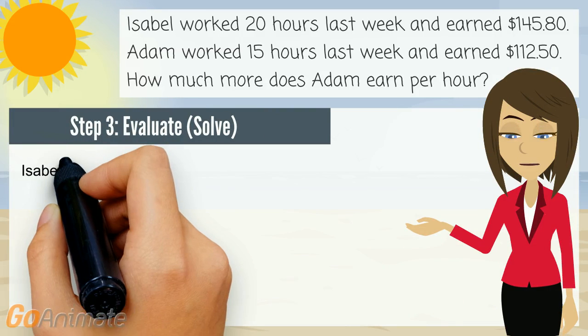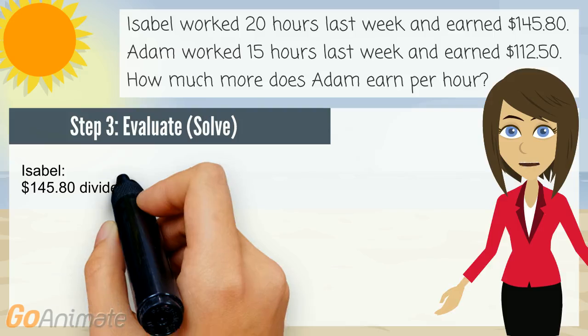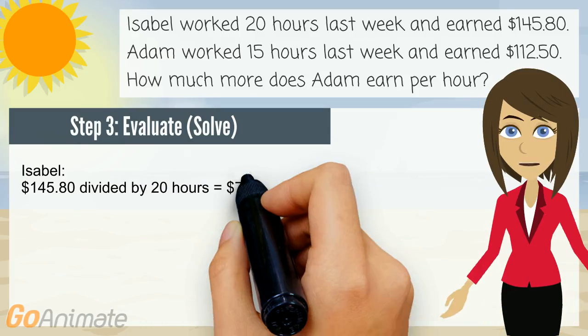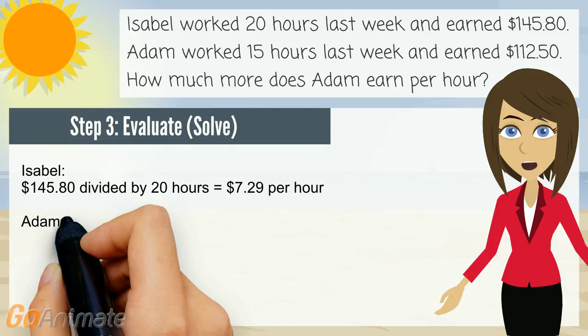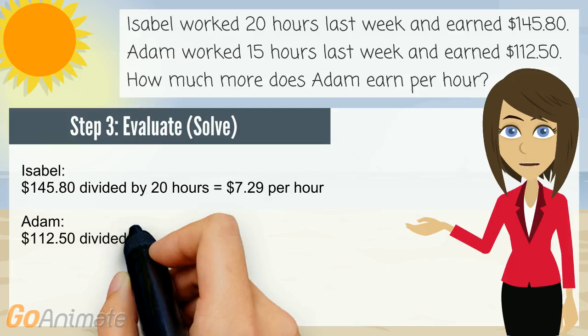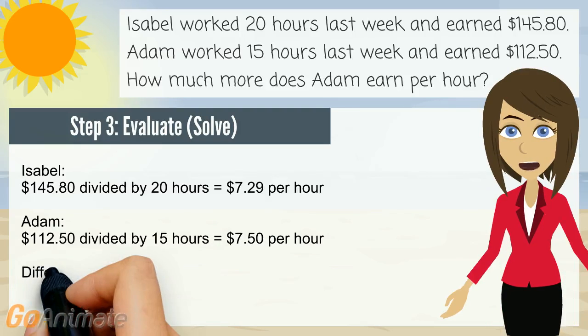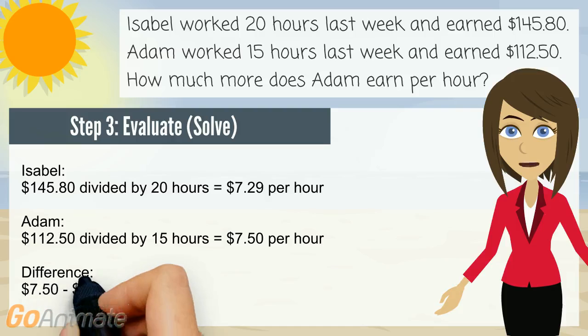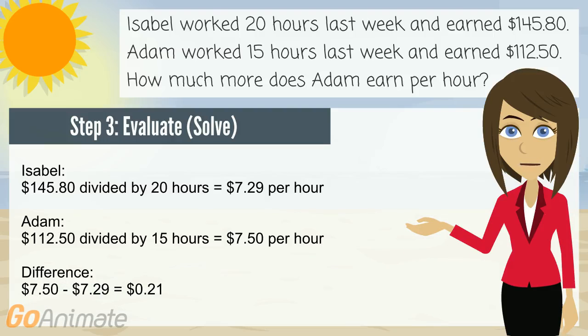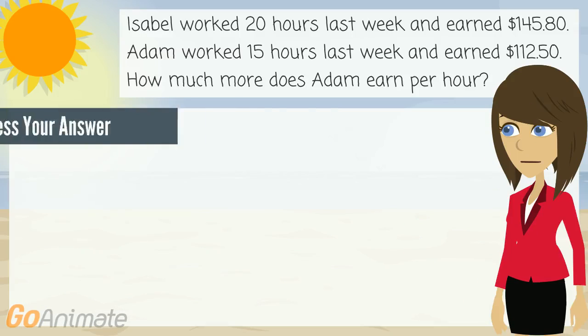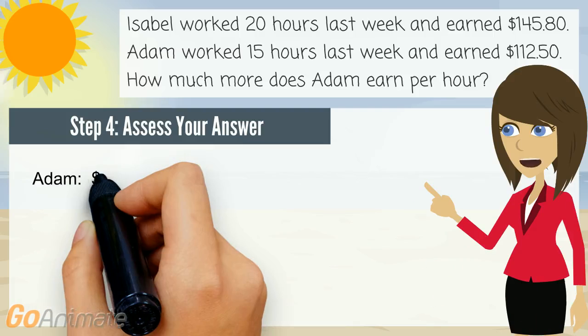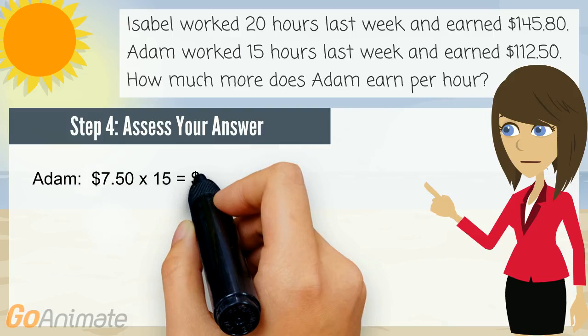Now we have to solve. We can see that Isabel makes $7.29 per hour and Adam makes $7.50 per hour. To find out how much more Adam makes, we would take Adam's hourly salary, subtract Isabel's hourly salary, and you get 21 cents. And last but most importantly, we have to check our work.